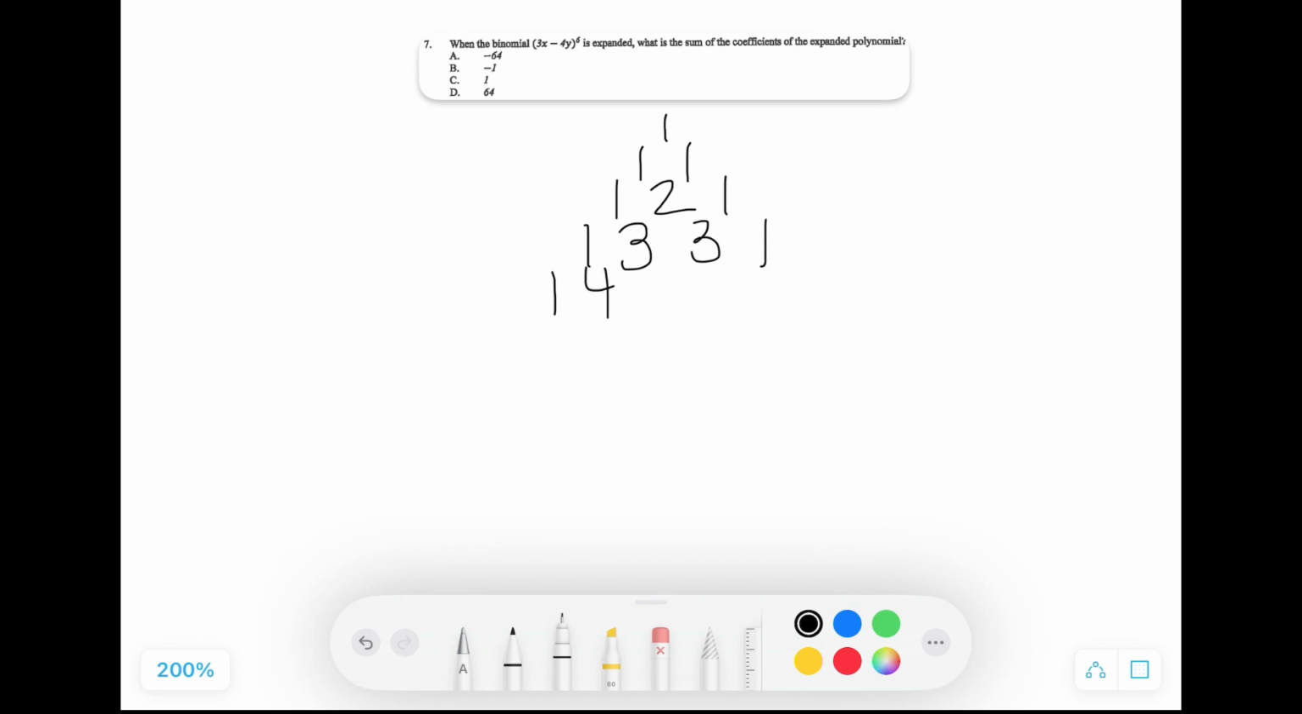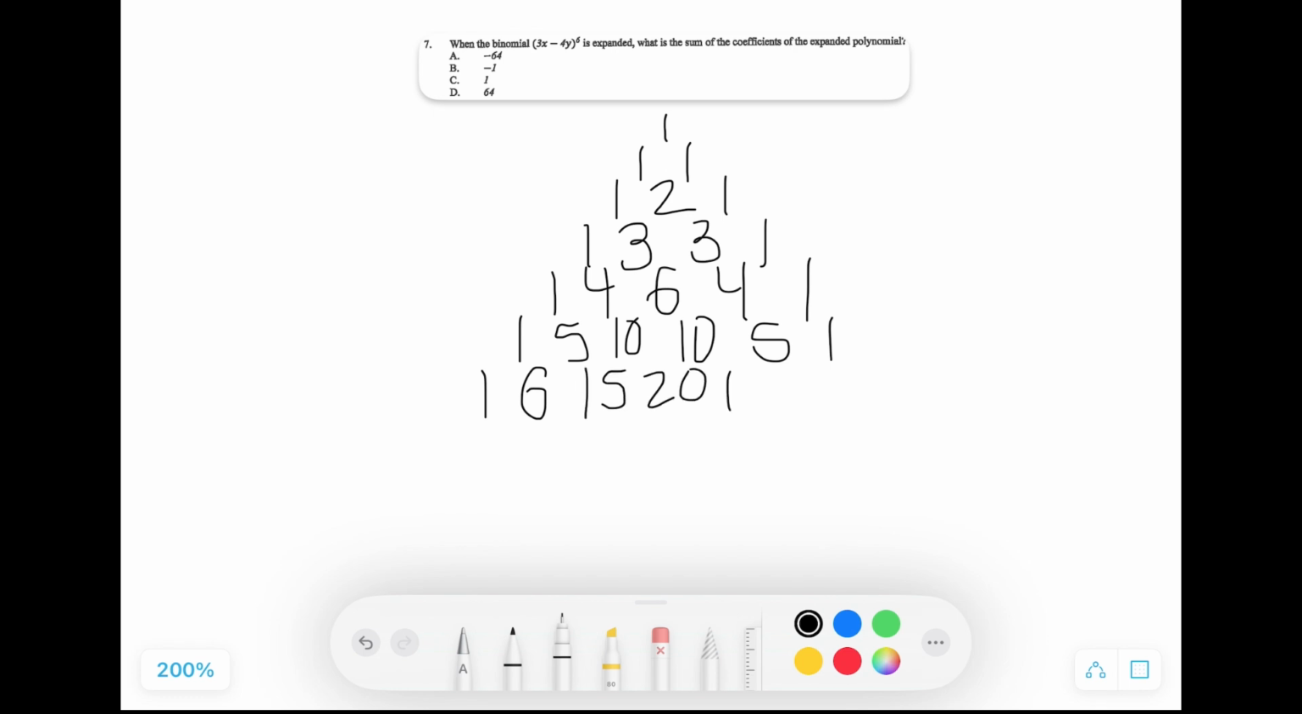1, 4, 6, 4, 1. You always add those 1s on the outside. 1 and 3 gives us the 4, 3 and 3 gives us 6. Then 1, 5, 10, 10, 5, 1. And then 1, 6, 15, 20, 15, 6, 1. Since we're looking at a 6th power here, we just need to go until we have the row that has the 6 as your second digit.